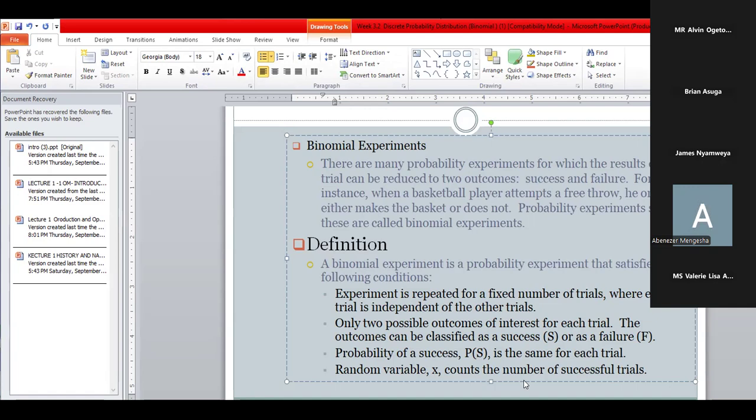Each success has a corresponding probability denoted by P of S, which normally in textbooks we just call P. It is the letter P in the context of binomial distribution. The probability of success is small p.